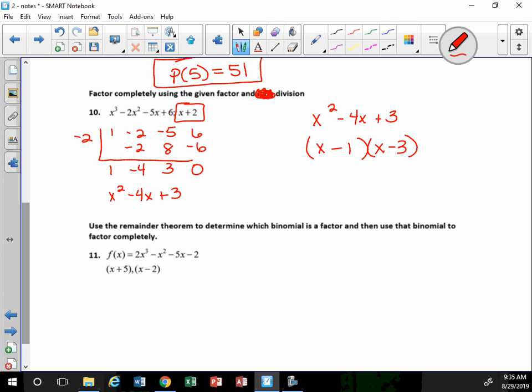Now my answer, I'm factoring the original one completely. So I need one more factor in this. So what's the other factor? x plus 2, the one you're given. Don't neglect the one they give you, okay? That's the freebie. So that is your polynomial factored completely. Questions? Okay, all right, we've got one more.